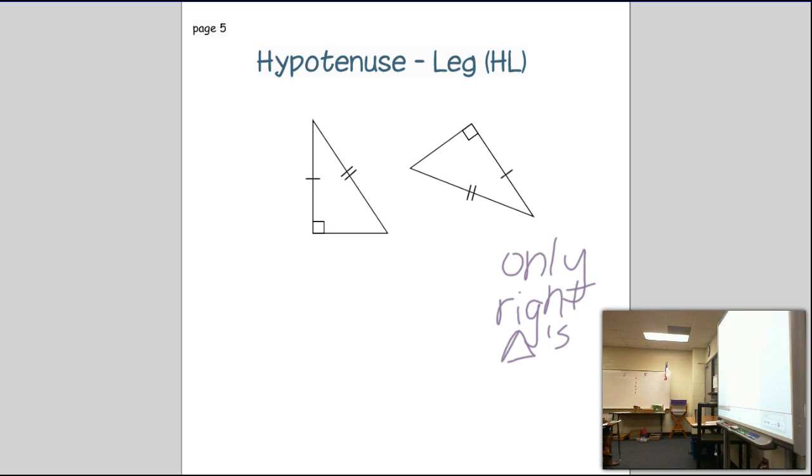Got that done. I like your hot pink bandana. Me too. You're on this page. Oh, look, you're all cut. Right here. HL, hypotenuse leg.